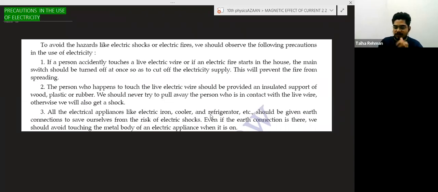Earthed means when you earth that device, all the charge from that device will flow to the earth, and there will be no electric shock. That is why we use the earth wire, the earth wiring. So you can write these three points. They can ask you in the exam.